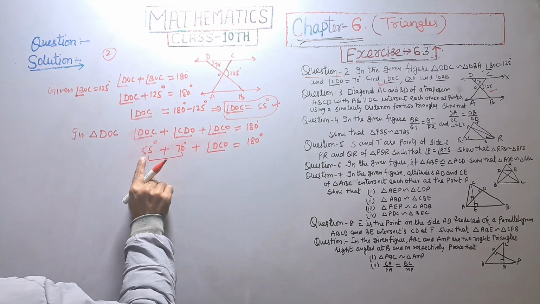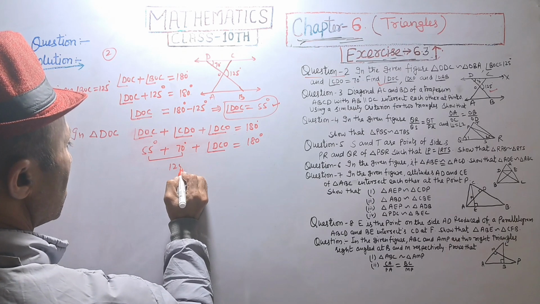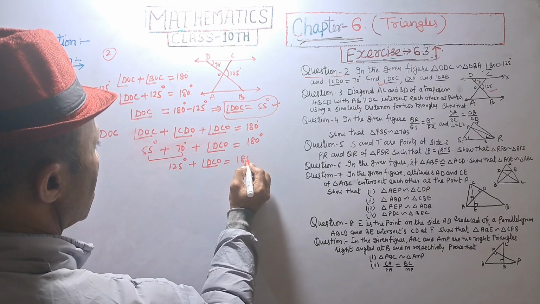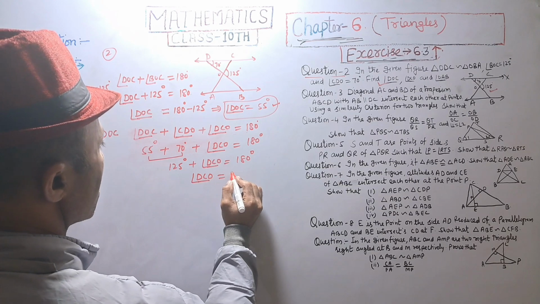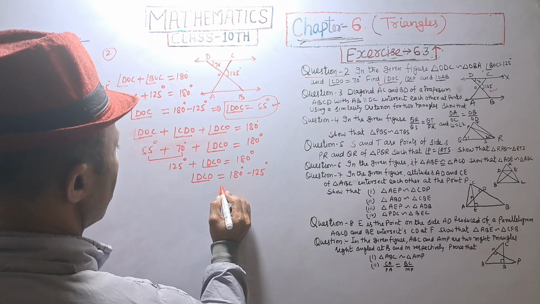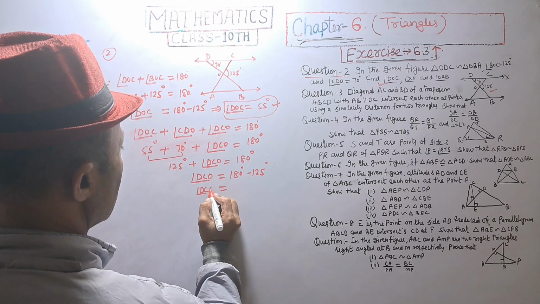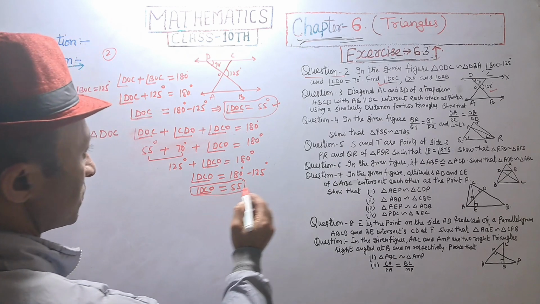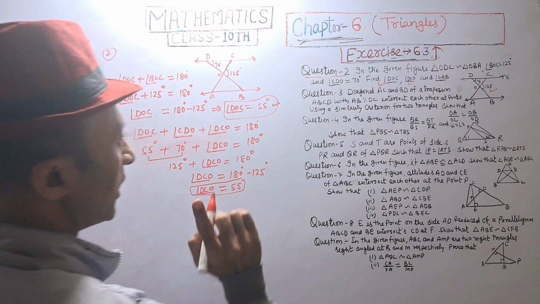The sum of 55 degrees plus 70 degrees is 125 degrees. 125 degrees plus angle DCO equal to 180 degrees. Shifting to the right side, angle DCO is equal to 180 degrees minus 125 degrees, we get angle DCO equal to 55 degrees.